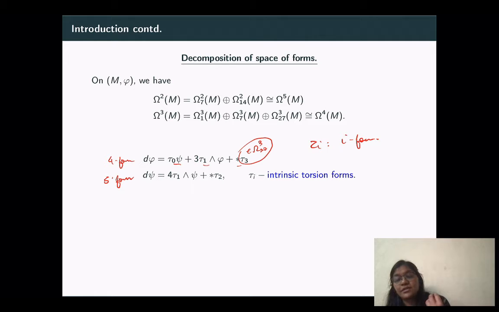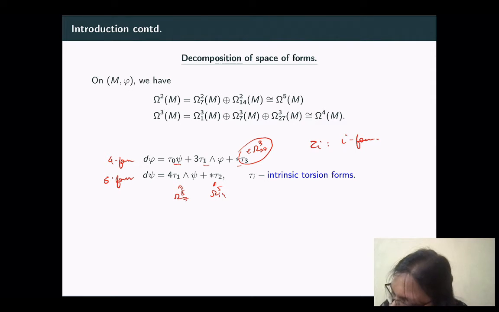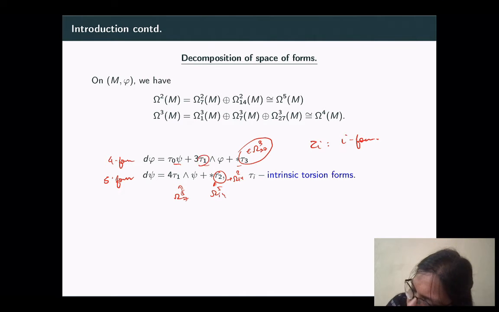Similarly, for d psi, since it's a 5-form, we can decompose it into 2 components. The first component is in Omega^5_7, and this one is in Omega^5_14. So tau_2 here is in Omega^2_14, and when we take the Hodge star, we land in Omega^5_14, since the Hodge star is G2 invariant and these are irreducibles of G2. One can observe that this tau_1 and this tau_1 are the same, and that is because phi and psi are related. Psi is just the Hodge star of phi, so that's why we get the same tau_1 in both of them.